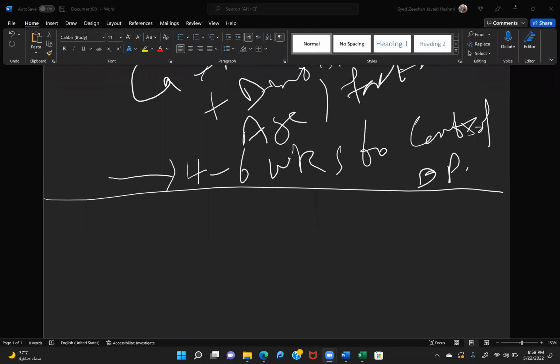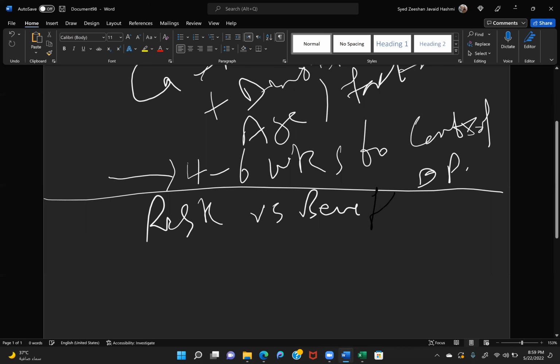So we have to discuss risk versus benefit. The answer is you will outweigh risk versus benefit. For example, you will be seeing that if you proceed, there will be chances of any unwanted event. So you have to get a balance, and the answer is this.